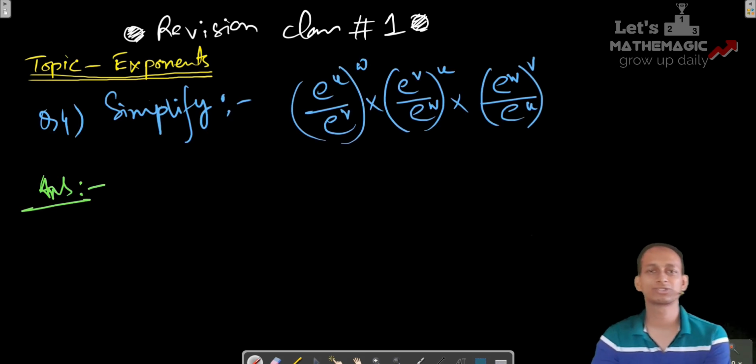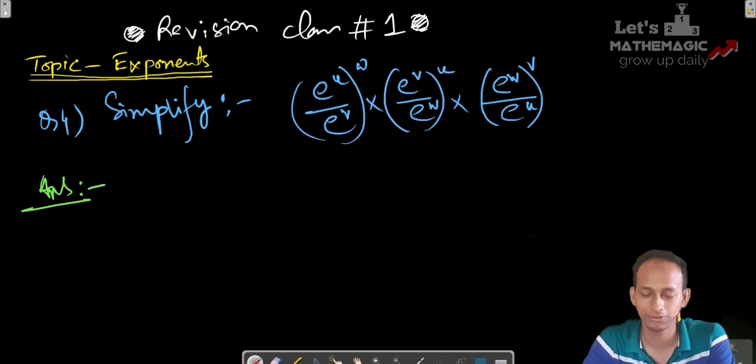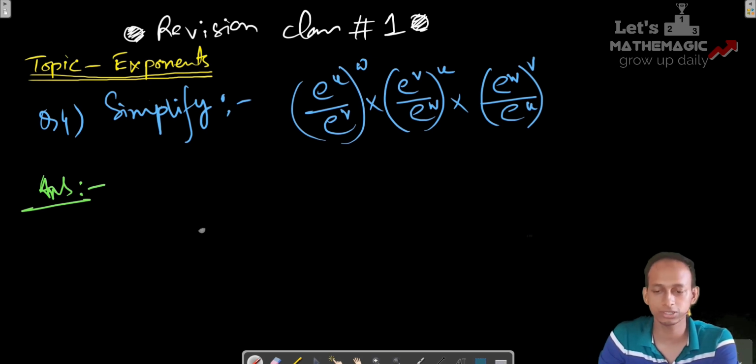So the next sum is on the screen. So students, now we have already learned the laws and we have applied them so many times. So I hope you can predict the first step for this sum. In the very first step, what we will do is the work inside the bracket. So what is inside the bracket? In the first term, that is e to the power u by e to the power v.